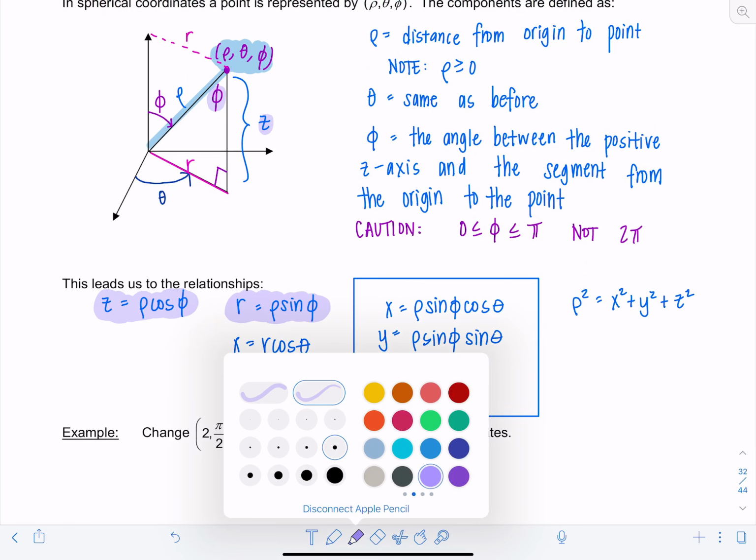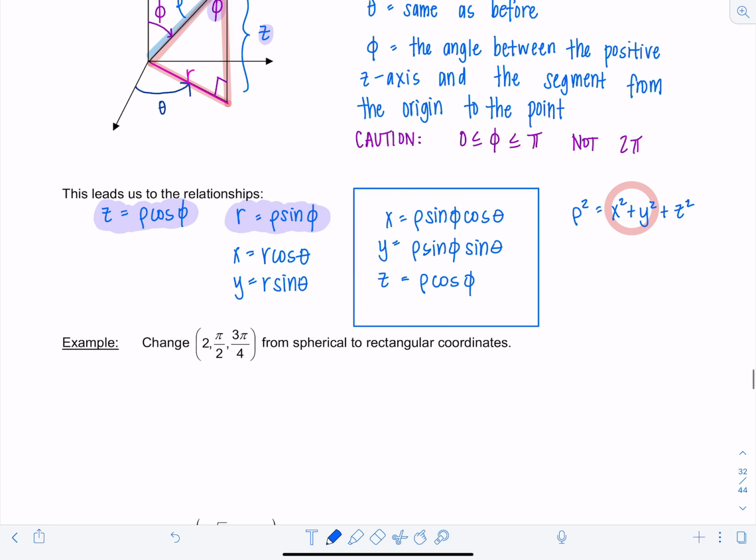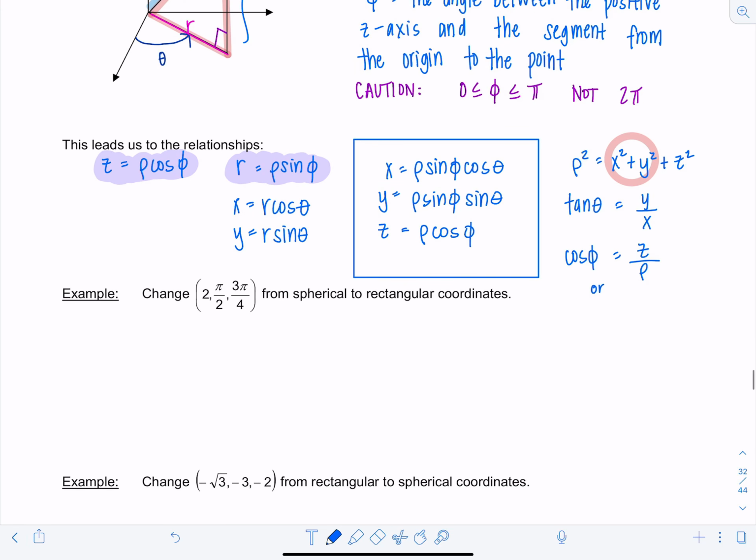So notice here we have this right triangle. So rho squared is equal to z squared plus r squared, but r squared is just x squared plus y squared, if you'll remember. So that's where that comes from. And then all of our other relationships hold for theta, right? So tangent of theta would be y over x. And then for phi, you could either use cosine of phi is z over rho, or you could use that tangent of phi is r over z, either one, okay, if you're trying to find that angle.